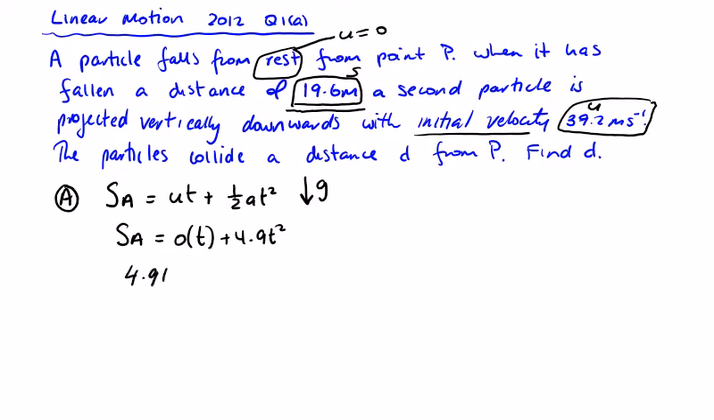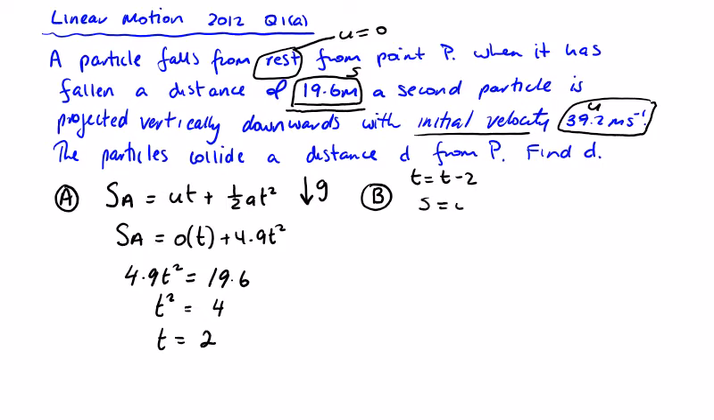That will tell me when particle B starts to be projected, how many seconds later. 4.9 t squared is 19.6. 4.9 divides into 19.6 4 times. So t is going to be, well, it can't be negative 2, so t is equal to 2. So the time for particle B then is going to be t minus 2.